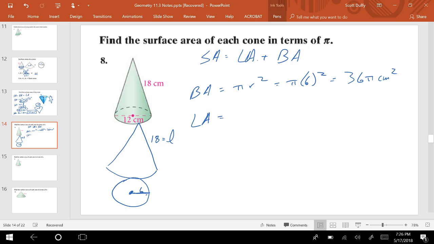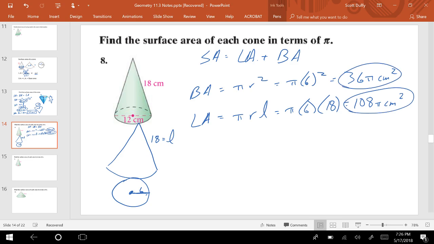Lateral area equals pi r l. Pi times the radius of 6 times the slant height of 18 equals 108 pi square centimeters. When you have both the lateral and the base area, you add them.